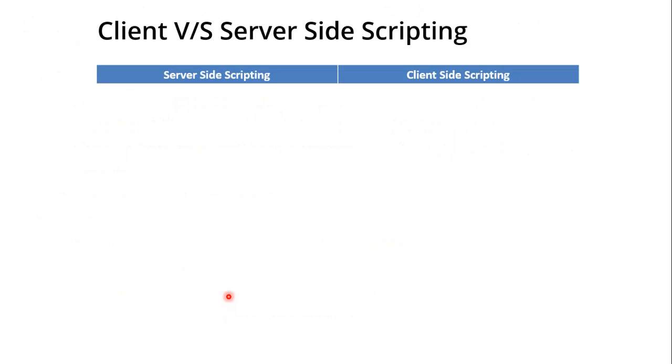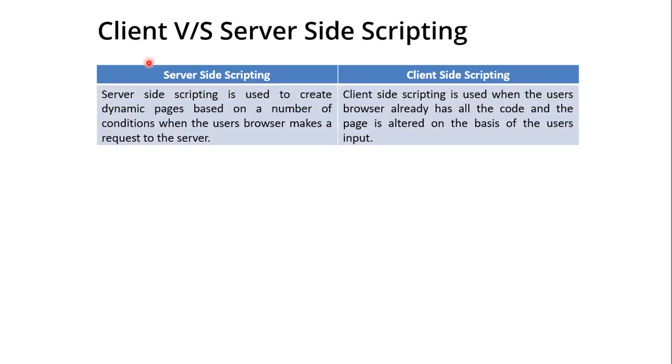So next is client-side versus server-side scripting. We have a server and we have a client side. Server-side scripting is used to create dynamic pages based on a number of conditions when the user's browser makes a request to the server. So server-side scripting is used to create the dynamic page. The client sends the request to the server and the server gives the output. So this is server-side scripting.